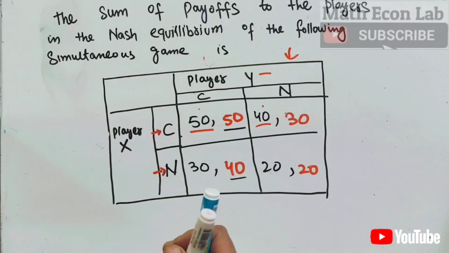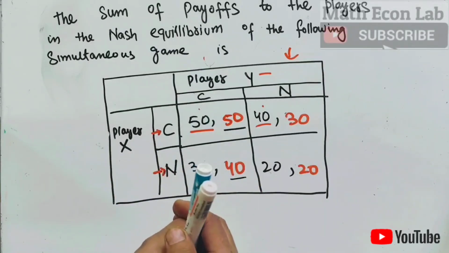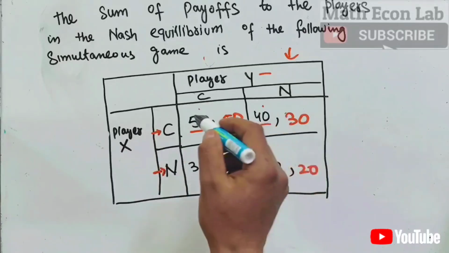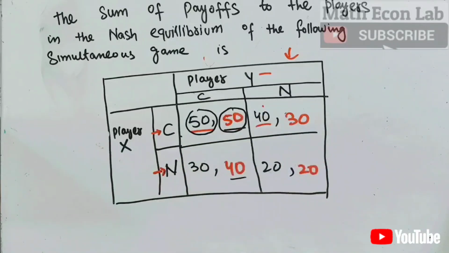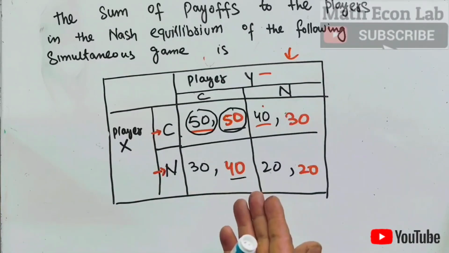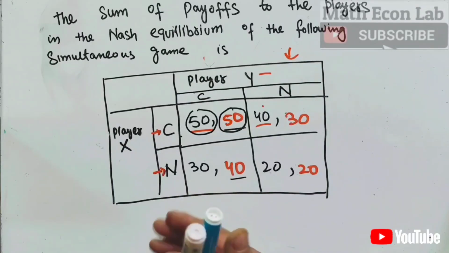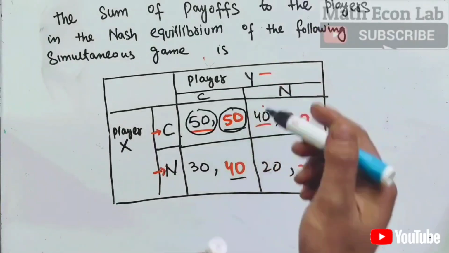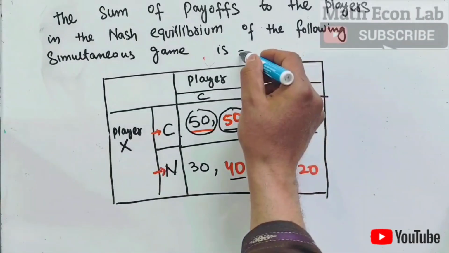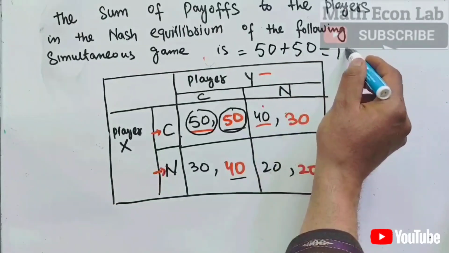Now, where does the Nash equilibrium exist in this question? When both the numbers in a particular cell are underlined or encircled, that will give us the Nash equilibrium. Nash equilibrium cannot be Pareto optimal at times, okay? But it is the best strategy for both the players to cooperate in this simultaneous game. Now we need to find the sum of the payoffs. The sum of the payoffs at Nash equilibrium is 50 plus 50, which is equal to 100 in this case.